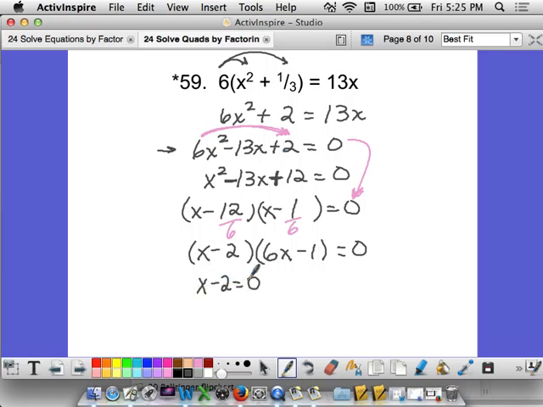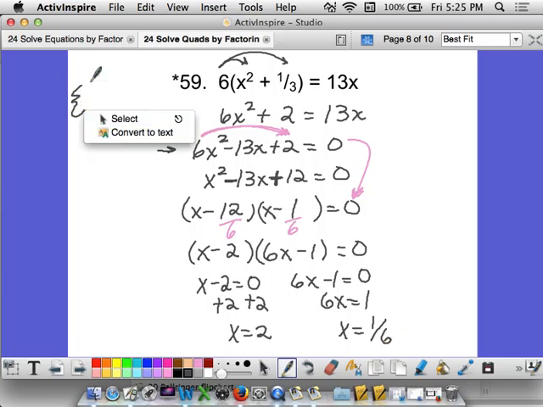X minus 2 equals 0. 6x minus 1 equals 0. Add 2, so x equals 2. Add 1, 6x is equal to 1. Divide by 6, and x is 1/6. So when I write my final answer, it is 1/6, 2. And again, I can check that. That's a comma. I can check that by plugging it in using my calculator.